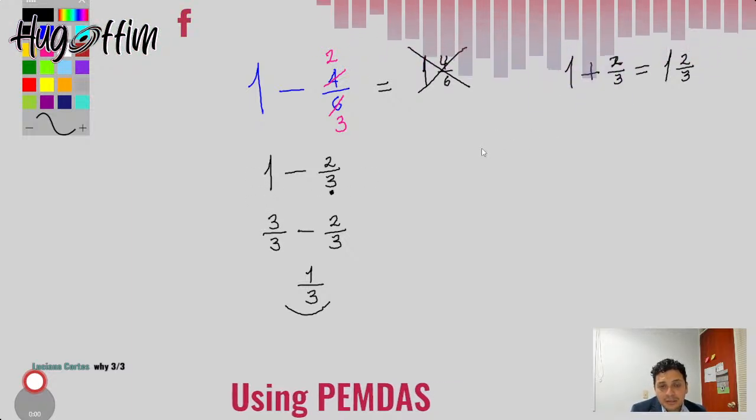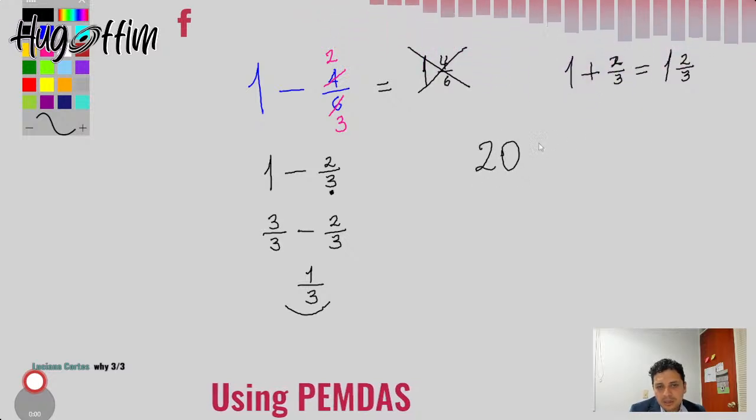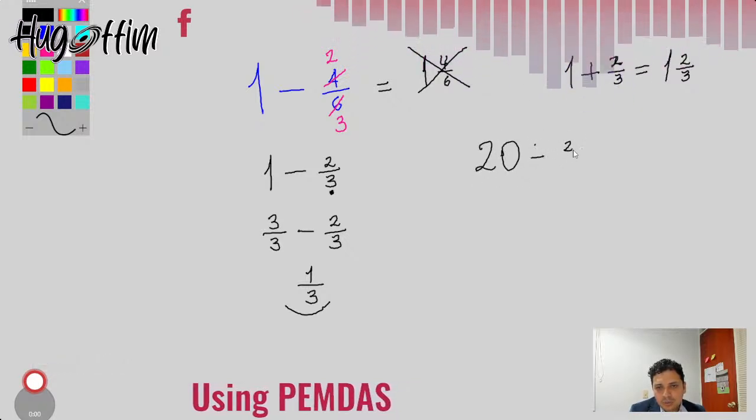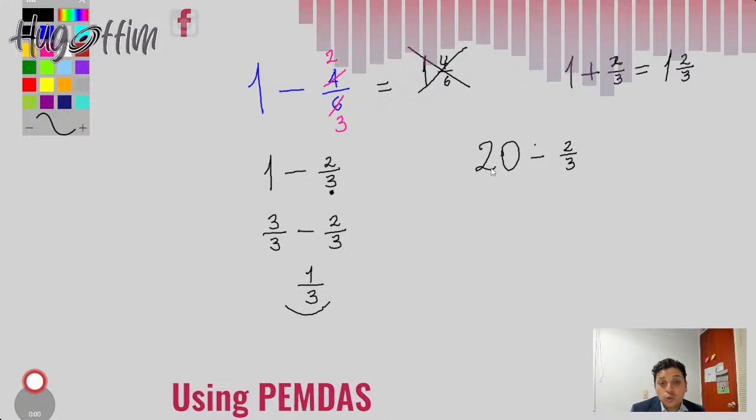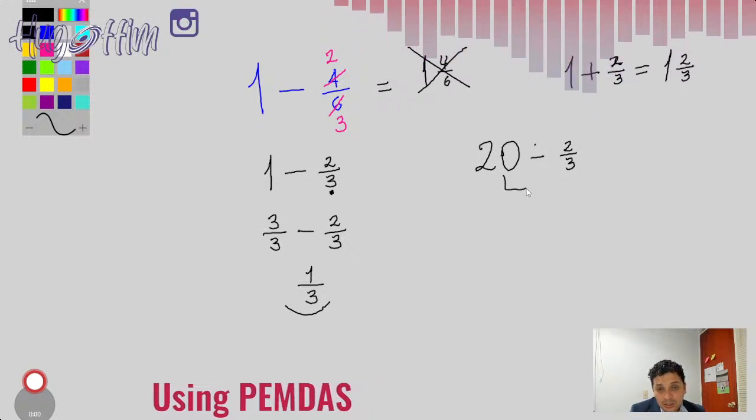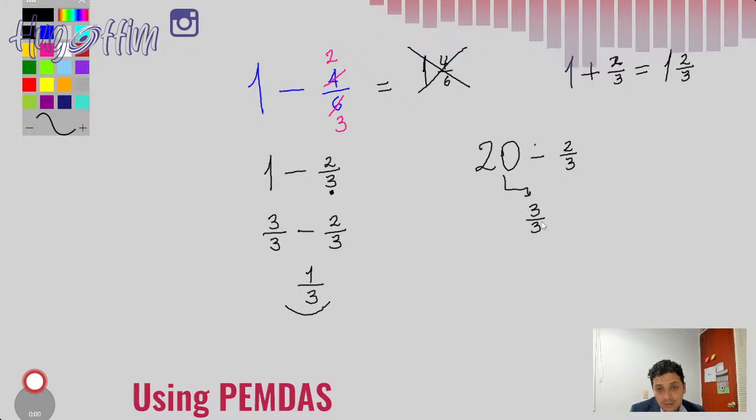Let's say that you got, I don't know, 20 and minus 2 over 3. So from this 20, I'm going to take only one unit. That is 3 over 3, 1 unit.